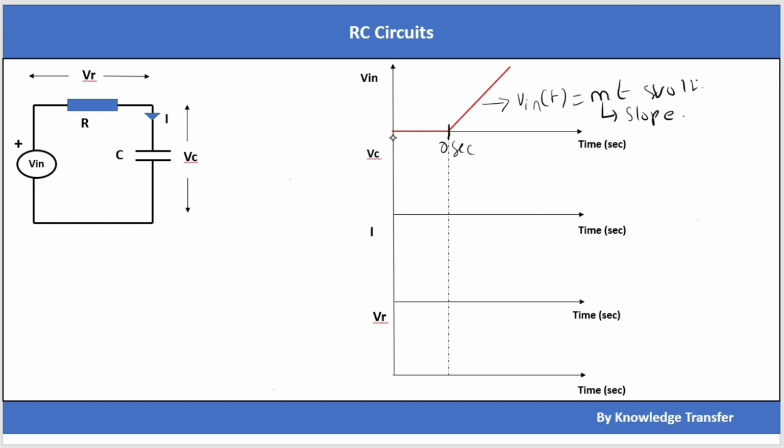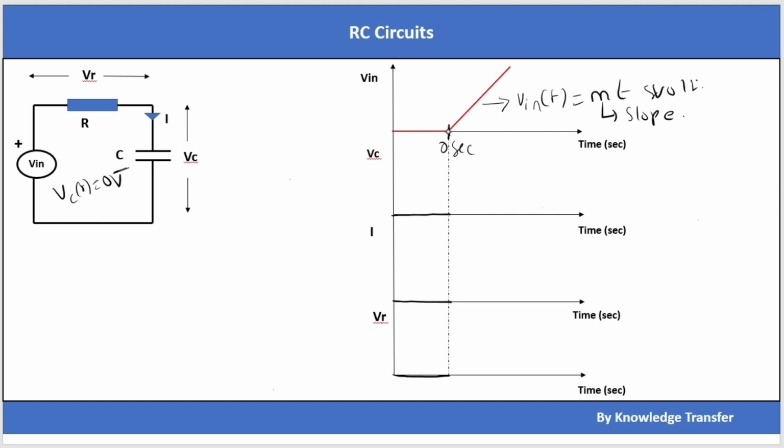Till 0 seconds, the V in voltage is 0 volts. In the same way, I am considering a capacitor which has the initial voltage Vc of 0 equal to 0 volts, so till 0 seconds the Vc voltage will be 0 volts. In the same way, the current will be 0 amperes, and the voltage across the resistor is also 0 volts.